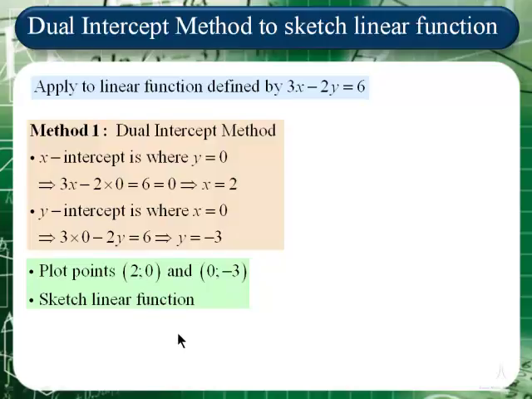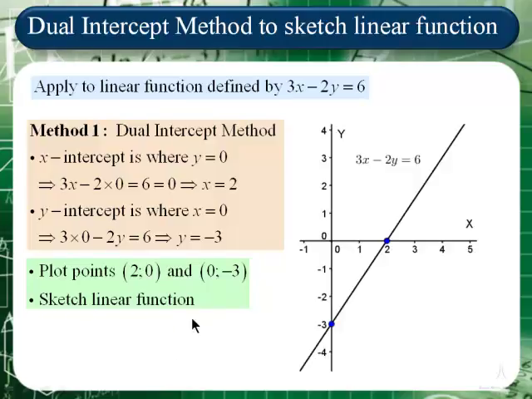And this may not be the best method because you only have 2 points, so if there's some miscalculation your sketch will be incorrect. But assuming that it's correct, we plot the 2 points and then we can sketch the straight line. Of course, from this you can then determine the gradient. Of course, to see the gradient you need to write it in the standard form.